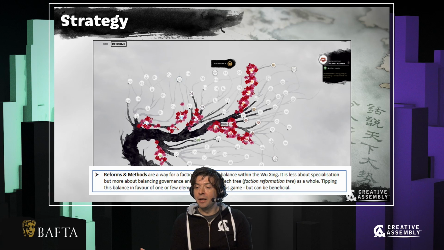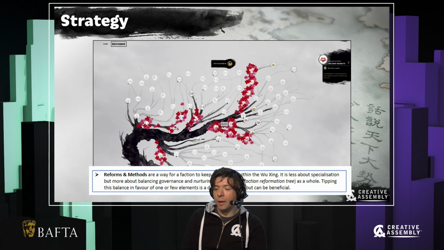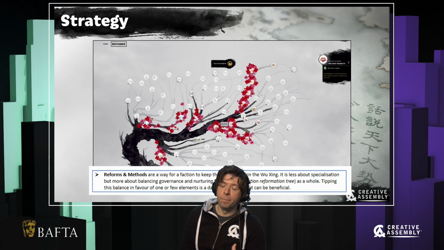This is from the original high-level design document from 2017, where we said, okay, reforms and methods, that's how the tech tree is called in the game, are a way for a faction to keep the balance within the wuxing, which is the sort of elemental categorization in the game. It is less about specialization, but more about balancing governance and nurturing the tech tree as a whole. Tipping this balance in favor of one or few elements is a dangerous game, but can be beneficial.